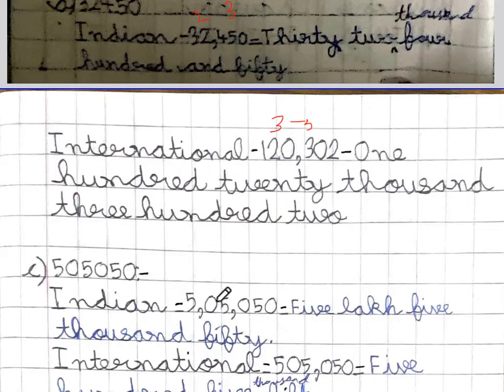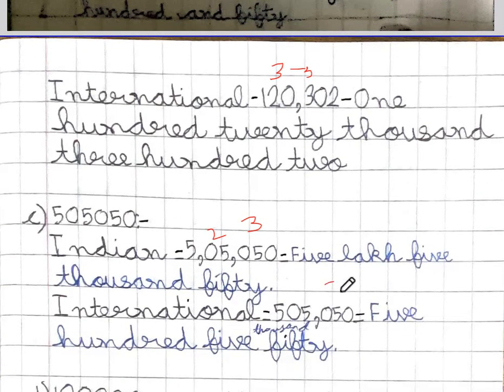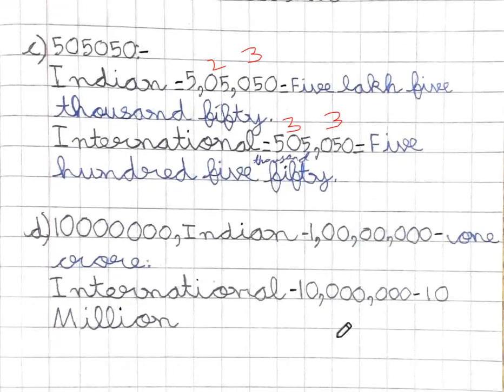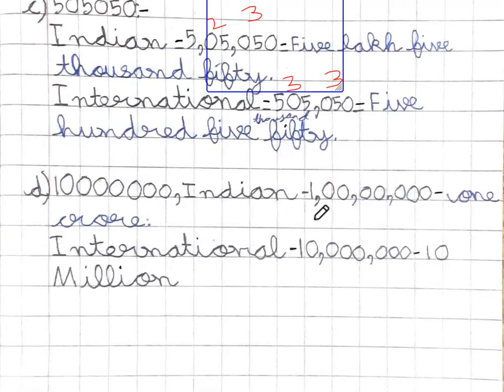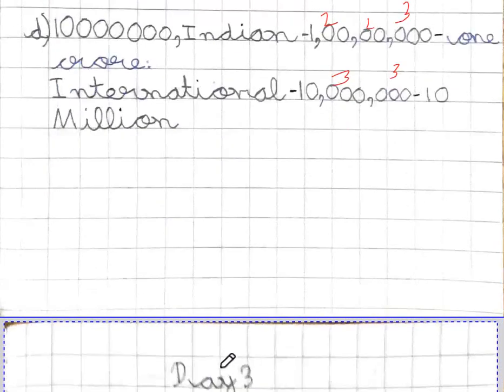This number in the Indian system will be split as a 3-2 rule, which is like 5,05,050. But in the international system, this will be split as 3-3, meaning 505,050. In the Indian system, we call it 1 crore or 100 lakhs, a 3-2-2 system. Whereas in the international system, it will be 3-3, which becomes 10 million.